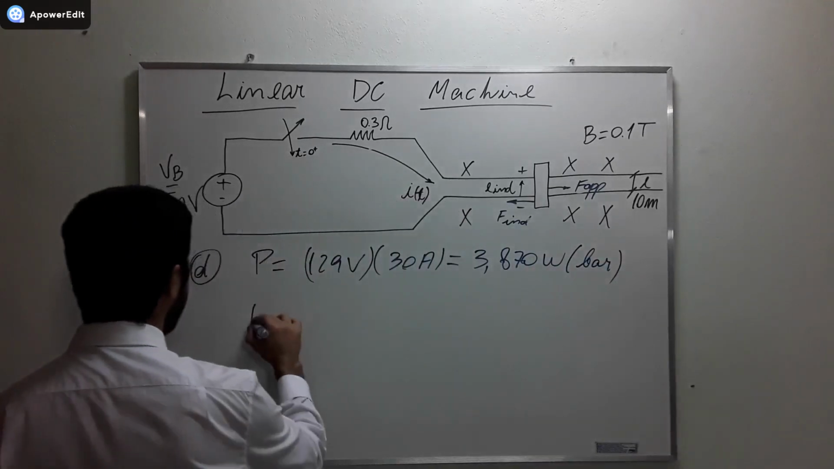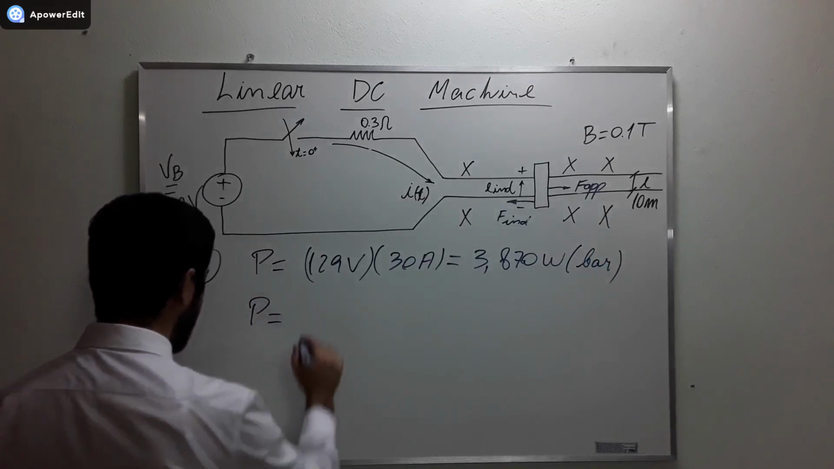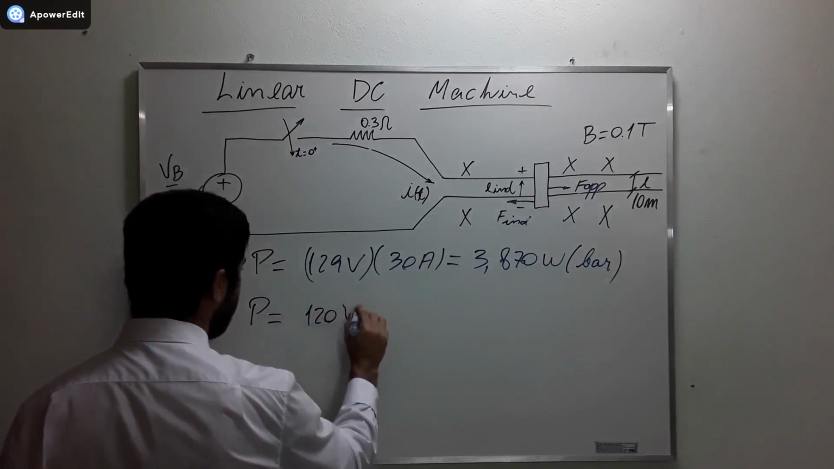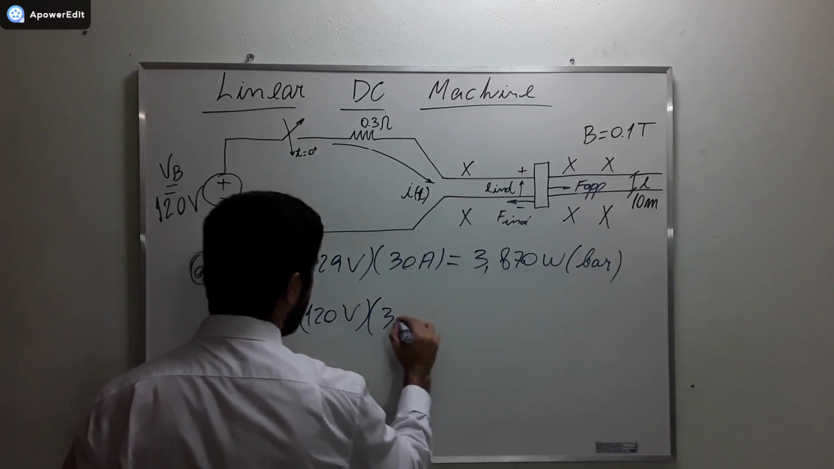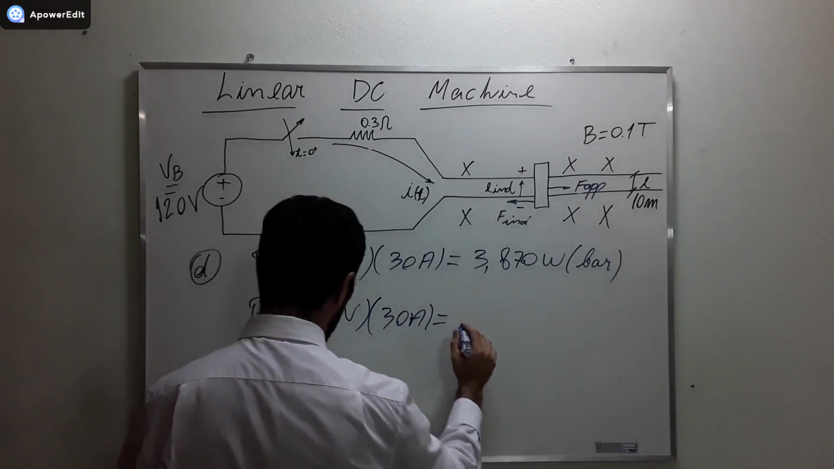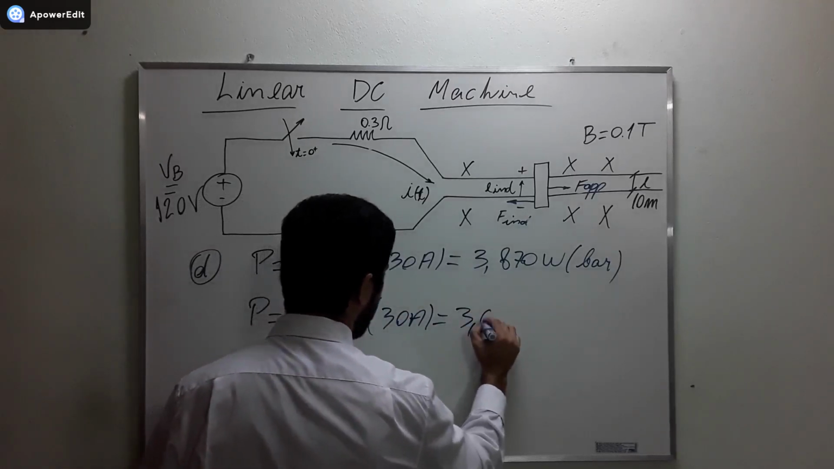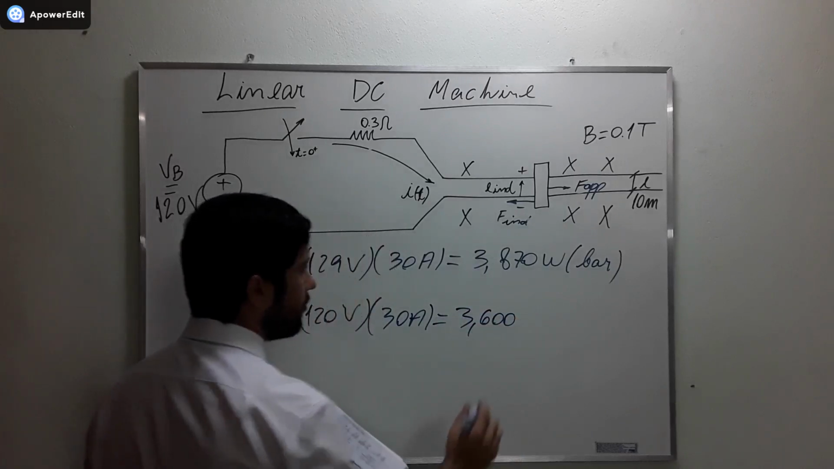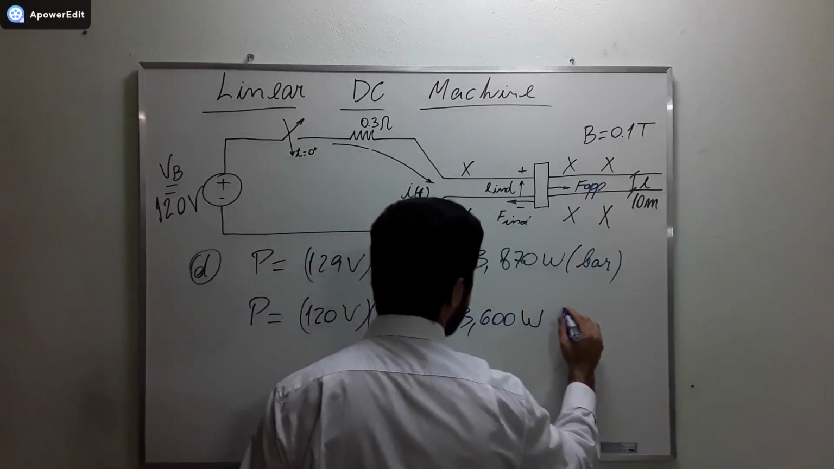And the power the battery is consuming is 120 volts times 30 amperes, which is equal to 3,600 watts. So this is the battery.